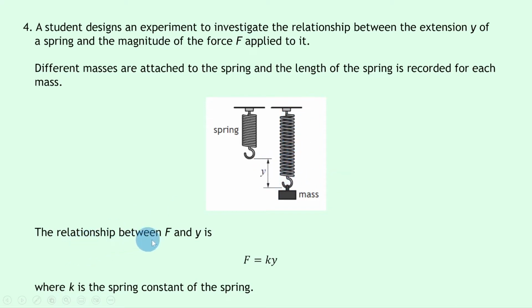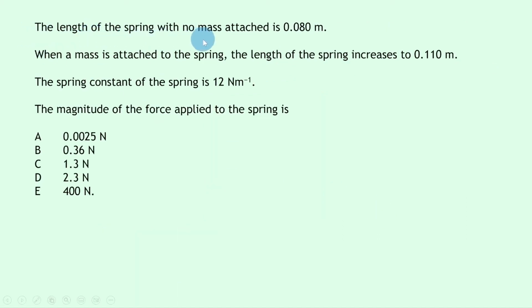And it says the relationship between F and y is F equals ky, where k is the spring constant of the spring. And this is actually an experiment and an equation that you see in advanced higher physics called Hooke's law. But in this paper, it's just in here as a skills question. So it says the length of the spring with no mass attached is 0.08 meters. When a mass is attached to the spring, the length of the spring increases to 0.110 meters. The spring constant of the spring is 12 newtons per meter. The magnitude of the force applied to the spring is.